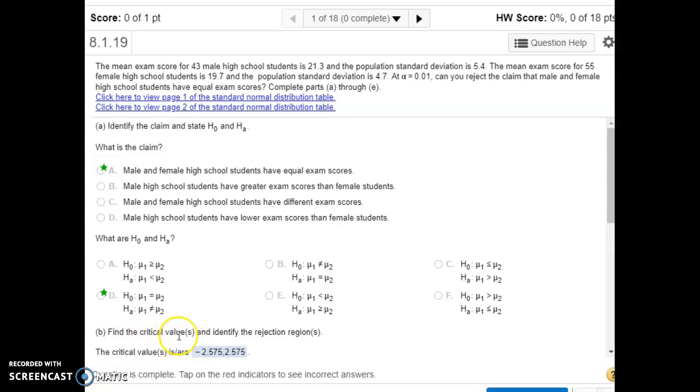For part B, the critical values with the rejection region are all based upon what alpha is. When we're working with problems like this where we know the population standard deviation and our samples are independent, we can use the normal distribution. So we're going to use that with our alpha of 0.01 to identify the critical values.